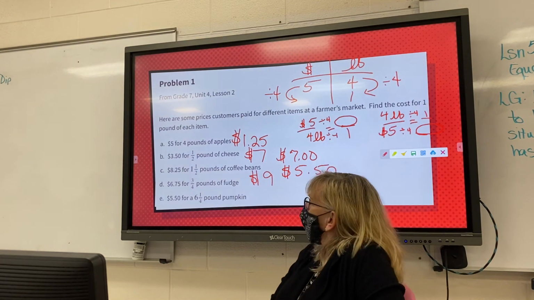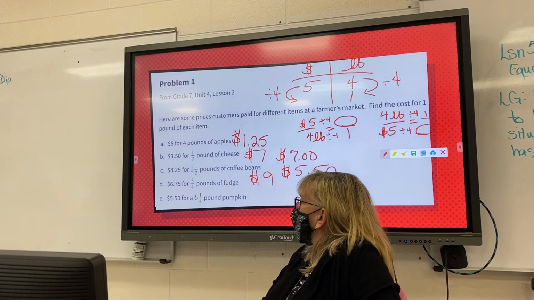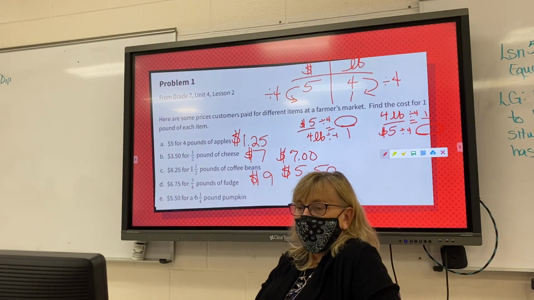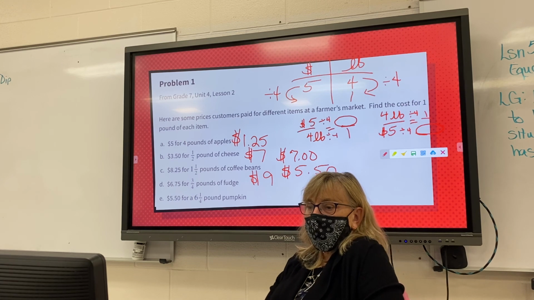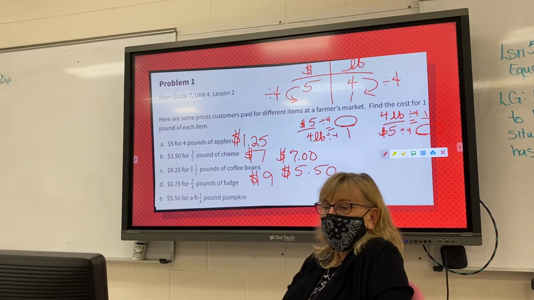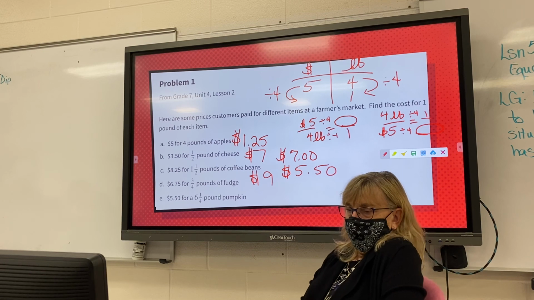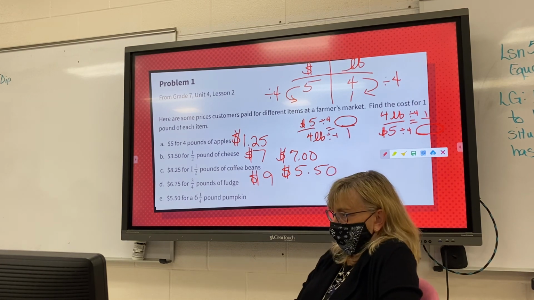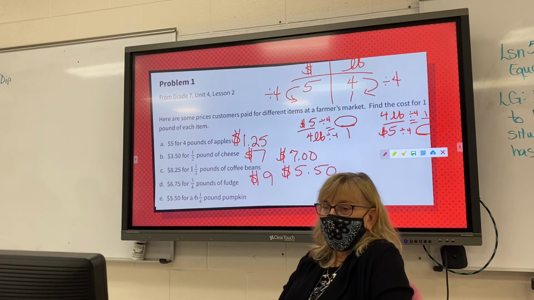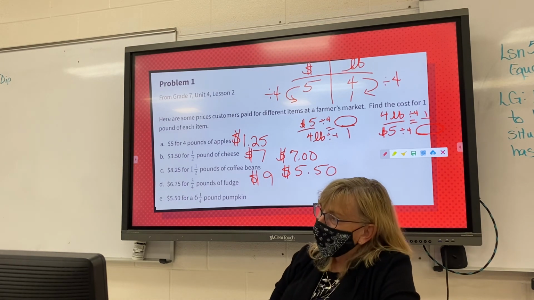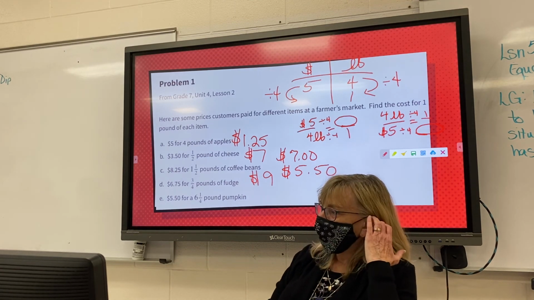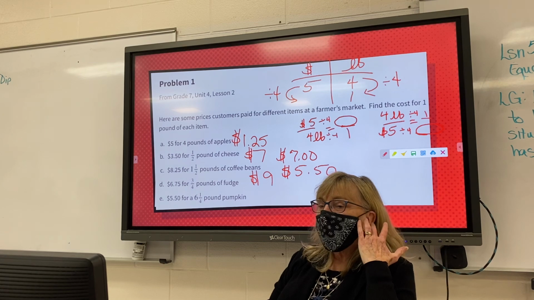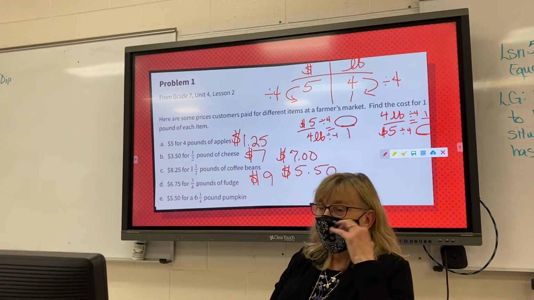Okay, pumpkin. $5.50 for 6 1/4 pounds of pumpkin. How much did I pay per pound? Whoops. That worked well. Are you okay? Yes. Okay. I hate when that happens. All right, who needs more time? Hit enter.